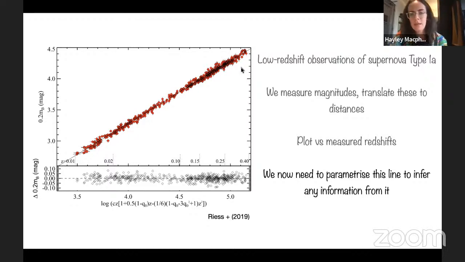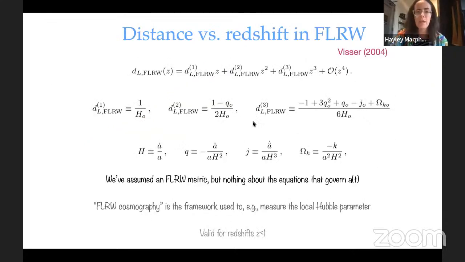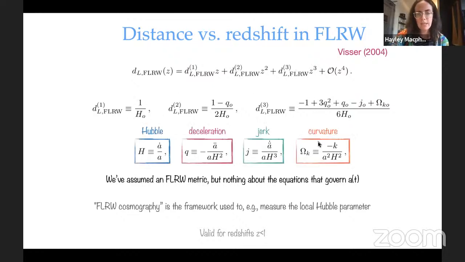That's good news. And then to actually be able to extract any cosmological information from this line, so to say, what does the slope mean for the expansion of our universe, we need to parameterize it to be able to infer any cosmological information. And typically to do that, we use the FLRW model. And so if we're considering low redshift, so a redshift of less than 1, we can write the luminosity distance as a Taylor series expansion in the redshift like this, where each of the different order coefficients are defined in terms of these 4 cosmological parameters, which I'm sure may be familiar with.